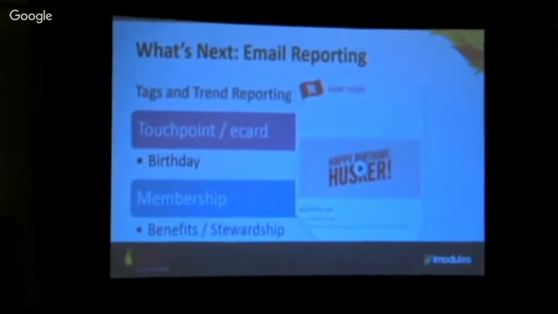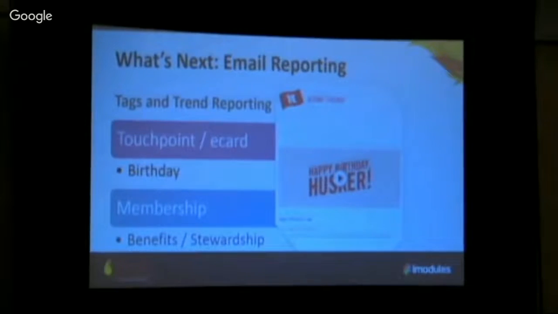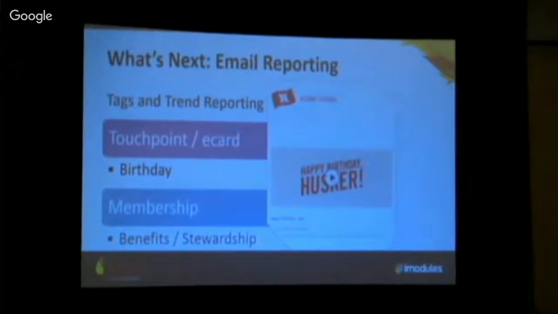And the other great thing about this is you aren't limited to just one. So in this example from Nebraska, I would label this as a touchpoint e-card with the subheading of birthday, but it's also for memberships. And it's an expression of benefits and stewardships for members. And so in this way, they're going to be able to compare this particular email both against membership emails as well as touchpoint emails.